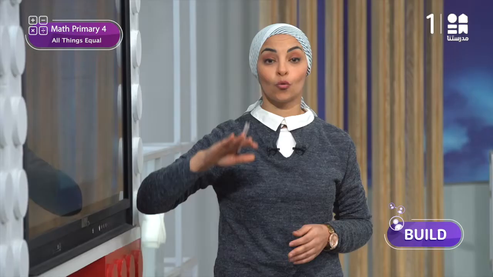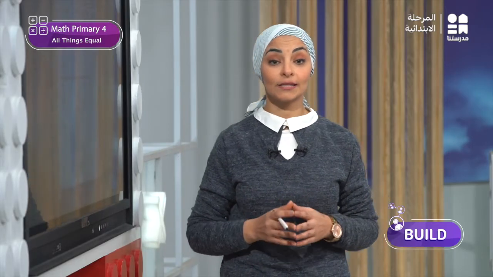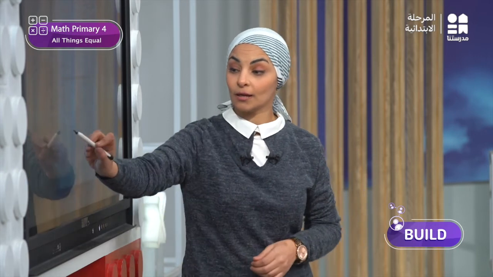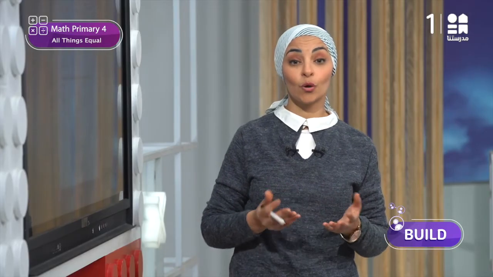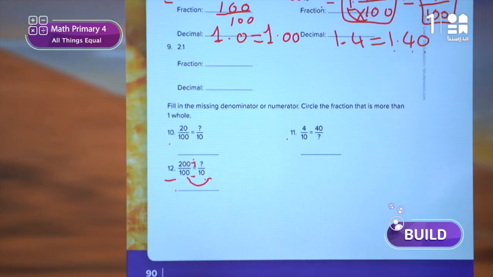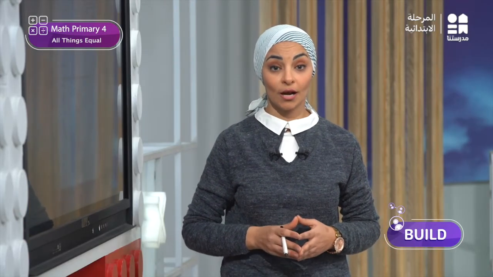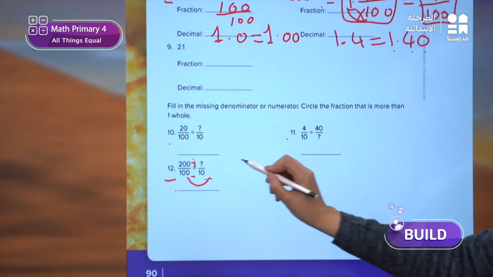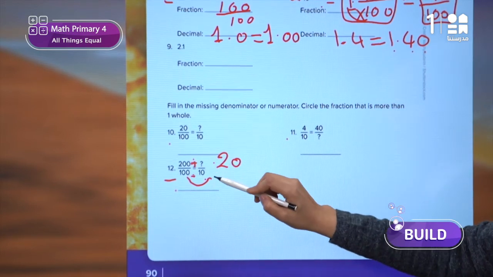Here we have 200 over 100. What is the equivalent fraction with 10 in the denominator? Of course, we notice that the denominator 100 changed into 10. The 100 became 10, it becomes smaller, so I must divide. Divide by what? By 10. So I must do 100 divided by 10 and also 200 divided by 10. 200 divided by 10 equals what? Yes, it is 20, right? So 200 over 100 is the same as 20 over 10.